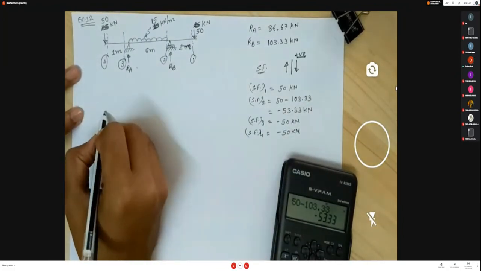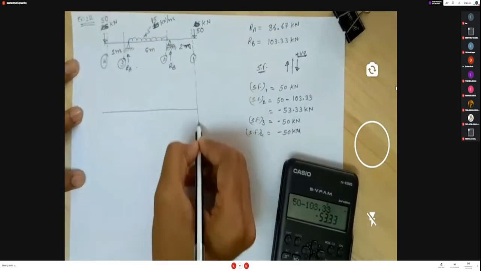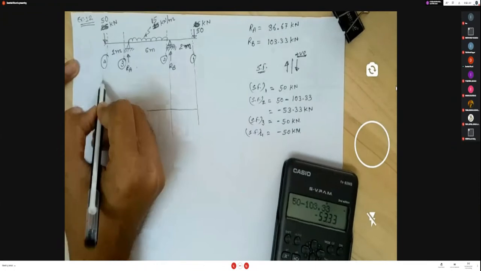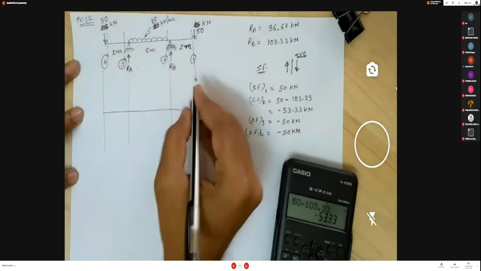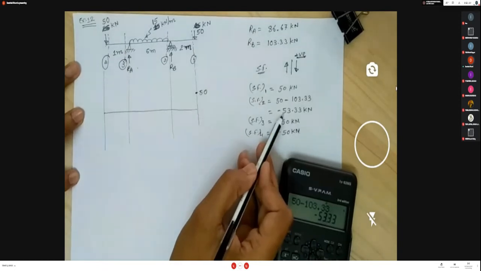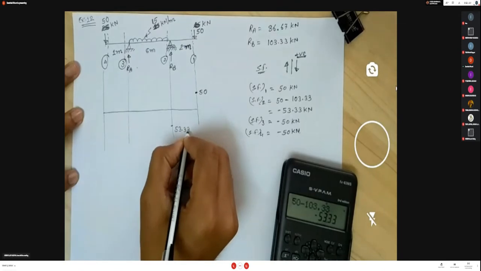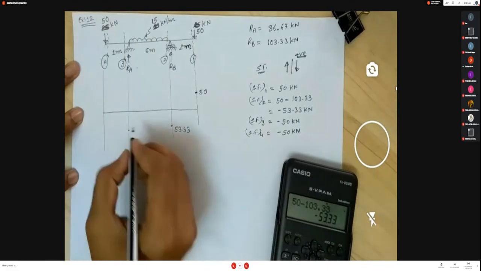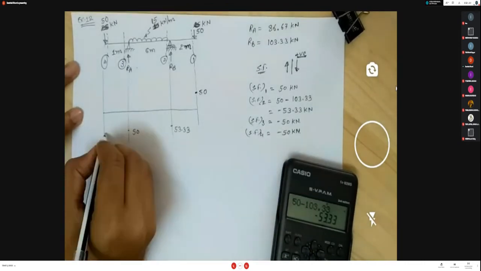Now you have to consider the reference line. Section 1, 3, 4. Shear force at 1 is 50, so here plus 50. Shear force at 2 is minus 53.33. Section 2 is here, so minus 53.33. Shear force at 3 is minus 50. And at 4 is minus 50 again.